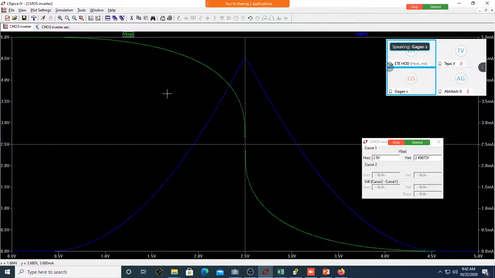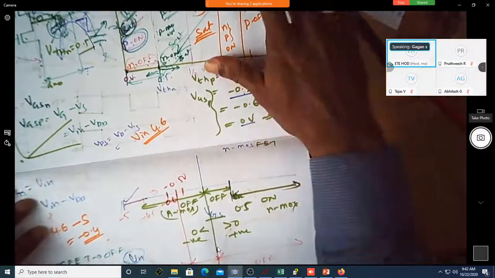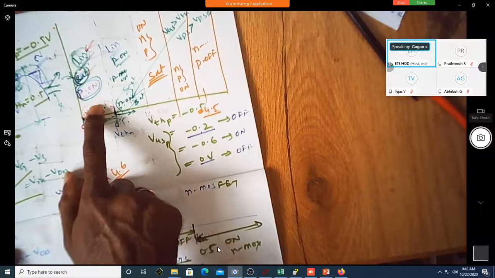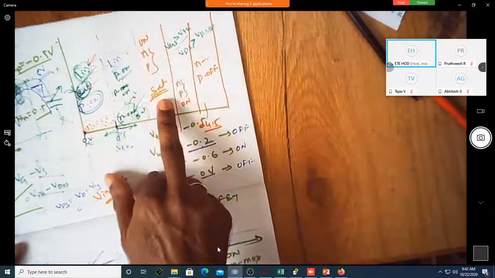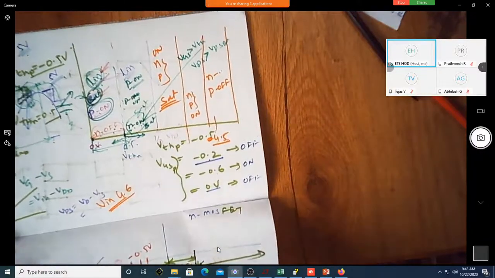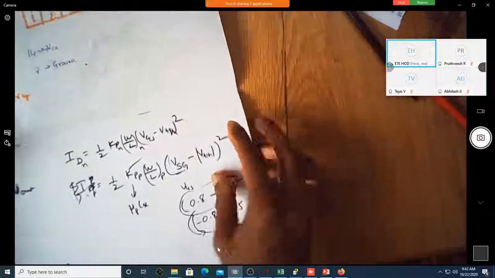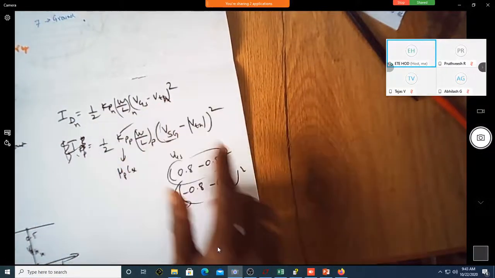Of course, let me just show you that also. When we were discussing in the last class, we were saying that here, one is off, the other is in saturation, linear, all those things. So at some point, both are in the saturation region. So this is the point at which the current is at its maximum. So that's why we have the expression for both transistors in the saturation region as so and so.